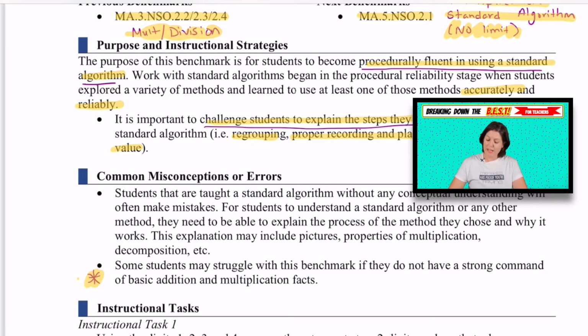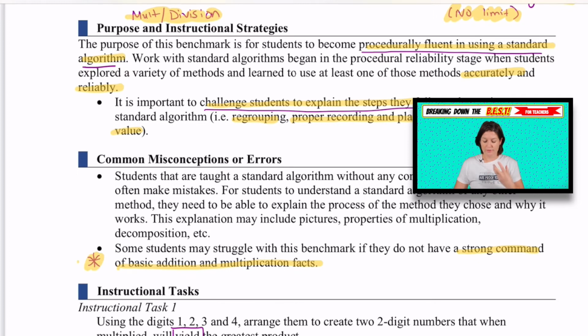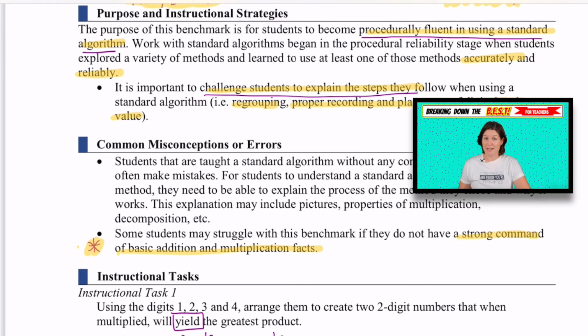This one here, I put a little star here because it says that some students may struggle with this benchmark if they do not have a strong command of basic addition and multiplication facts, which is true. That's kind of a no-brainer there. A student could be very successful in 3rd grade and then not do as well in 4th grade because of this. That fluency is important. So if you have 4th graders that don't have a strong command of that, please provide them with opportunities to master that, because it's huge, and that's the game changer.